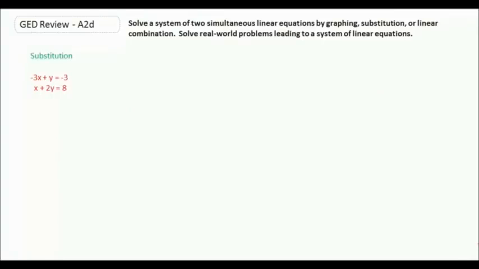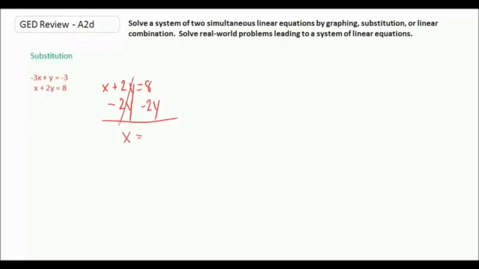Here we have the same system of linear equations, but we're going to figure out our solution by using substitution. Now substitution means you're going to take one of your equations and get one of the variables by itself. And then you're going to take that and plug it into the other equation. It doesn't matter which one you do. Let's use the bottom one for now. So if we want x by itself, that means this 2y has to get over here. So we would subtract 2y. We get x by itself.